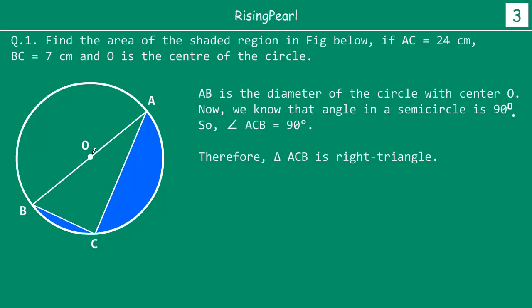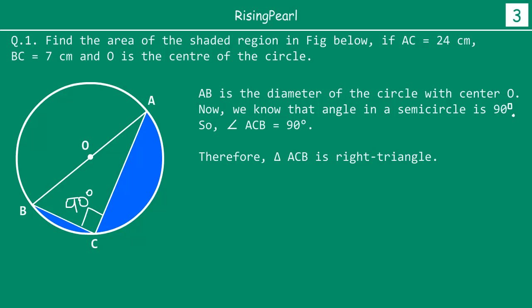Note that AB is the diameter. So basically any angle which is made between the chord AB and any other point on the circle will be a 90 degree angle. So this angle must be 90 degrees. So now if this is 90 degrees, therefore triangle ABC or ACB is a right triangle.